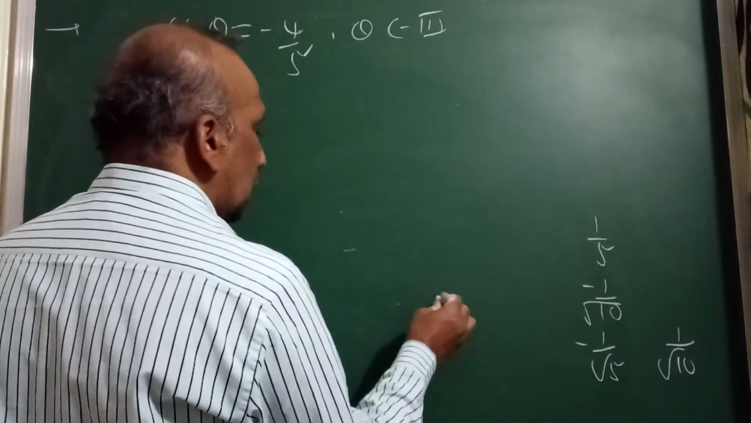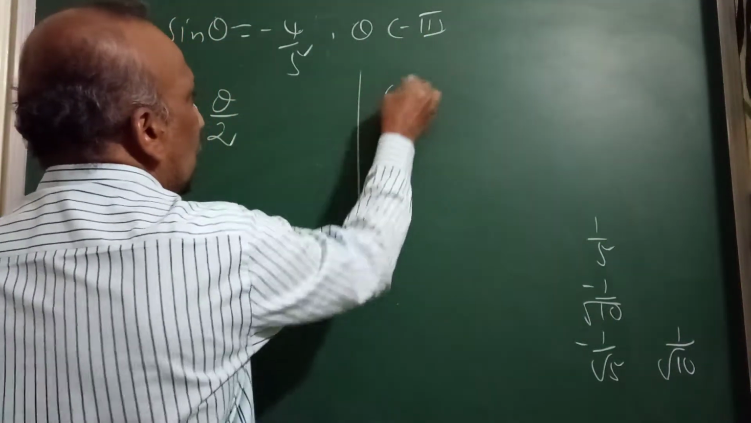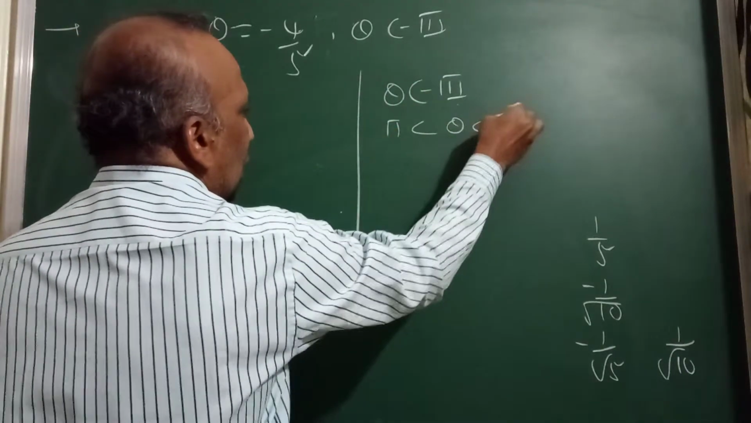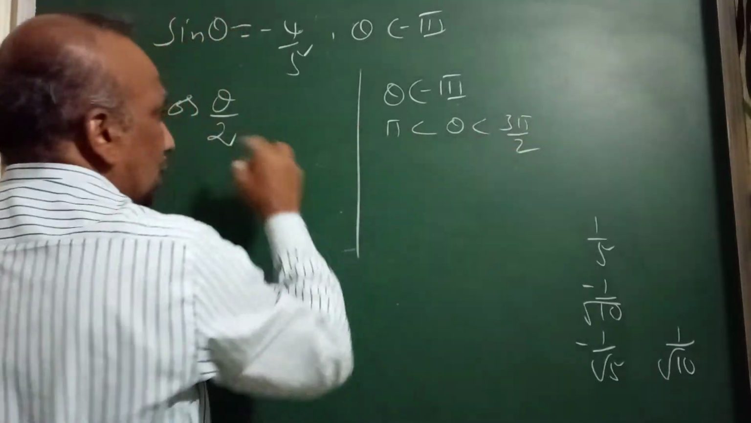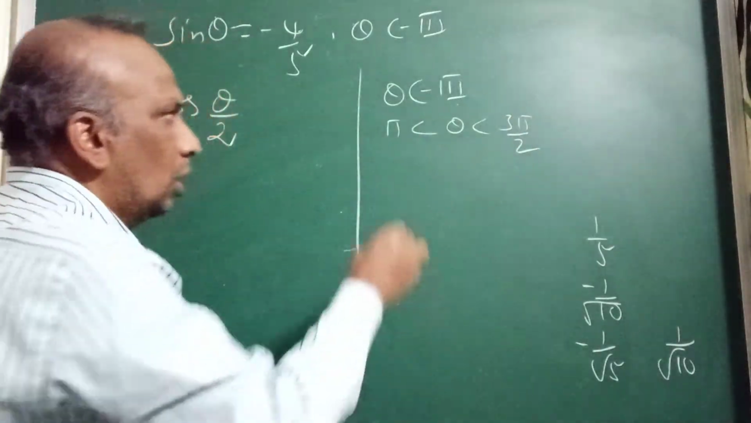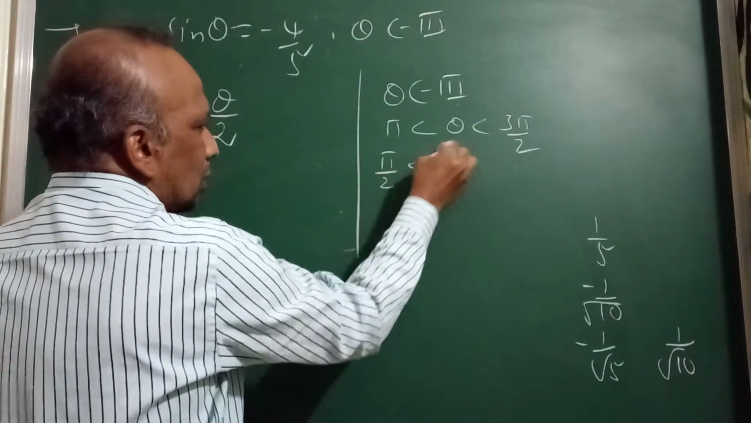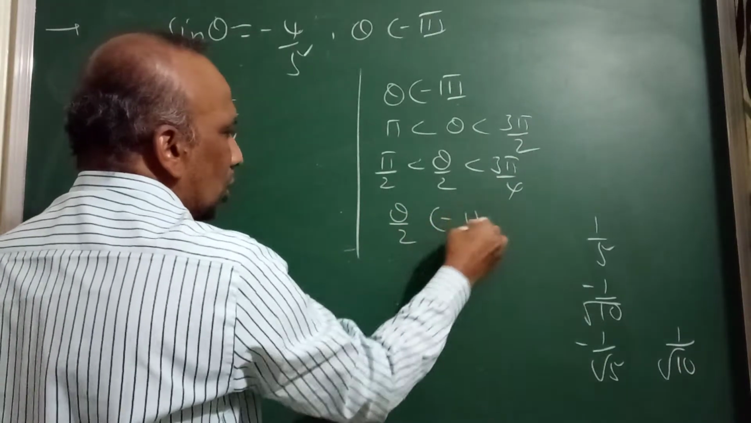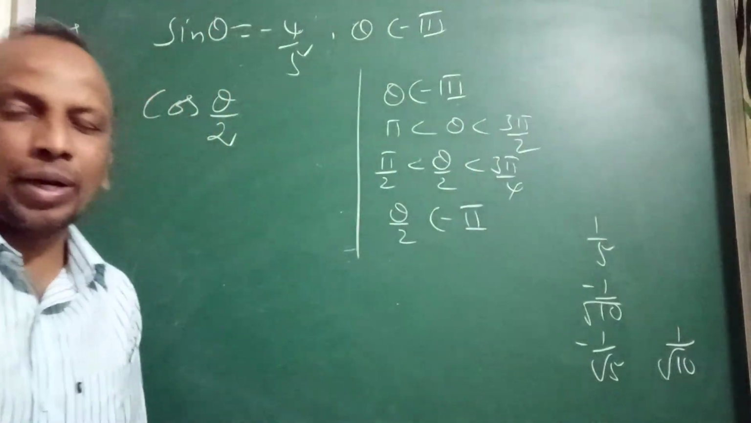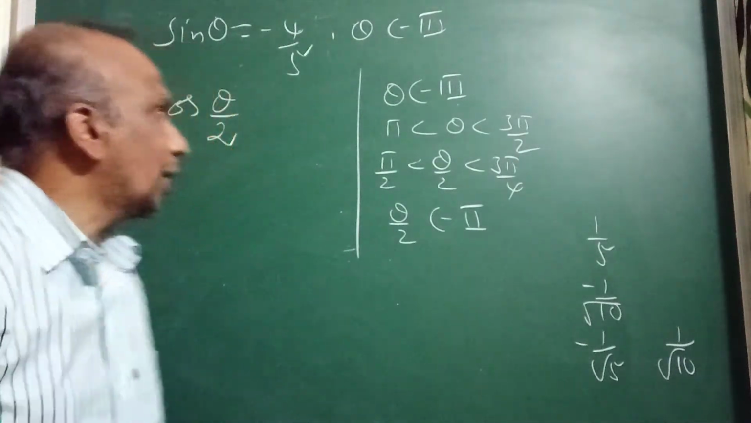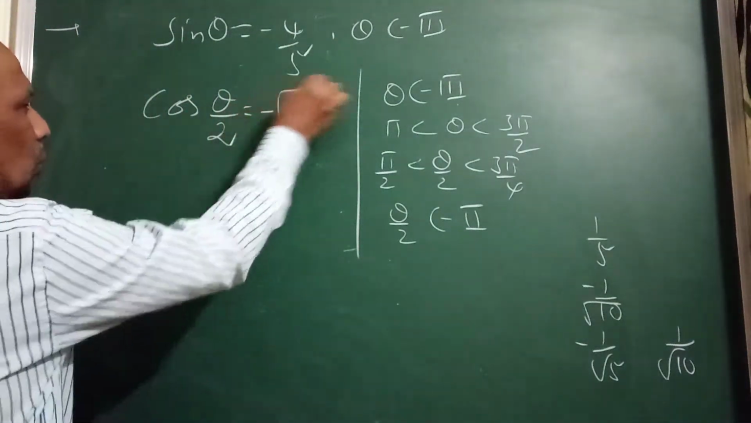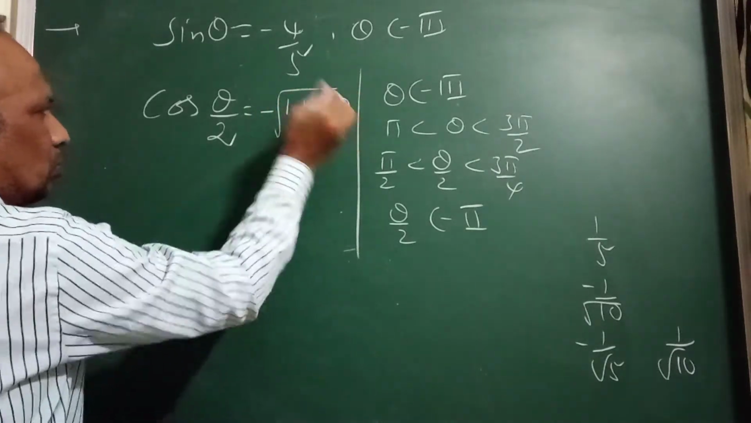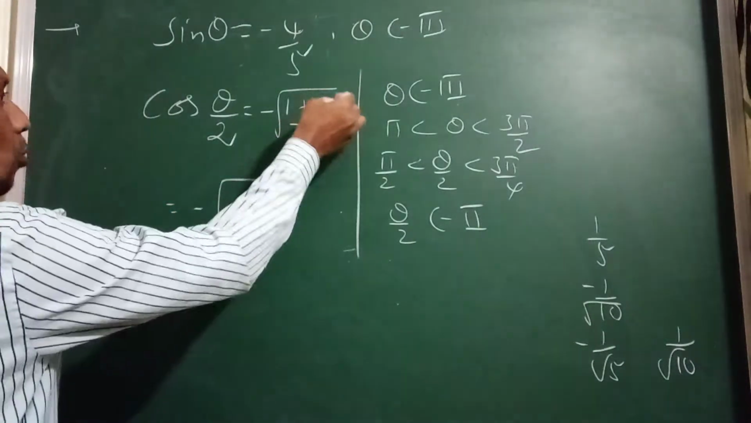First we know that theta belongs to the third quadrant. So it will become pi less than theta less than 3 pi by 2. I want theta by 2, so I should know the position of theta by 2. Dividing by 2: pi by 2 less than theta by 2 less than 3 pi by 4. Then theta by 2 belongs to the second quadrant, where cos theta by 2 is negative. So I can write cos theta by 2 equal to minus root of 1 plus cos theta by 2, using the formula we know.